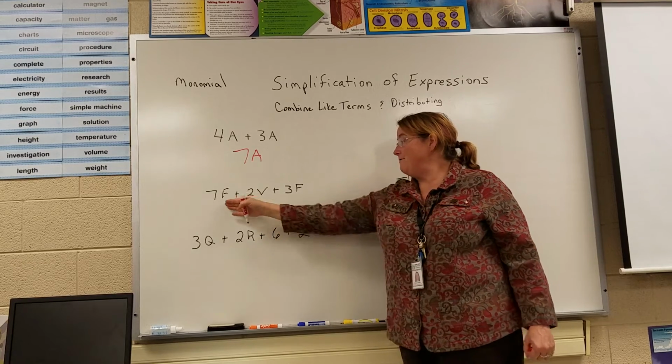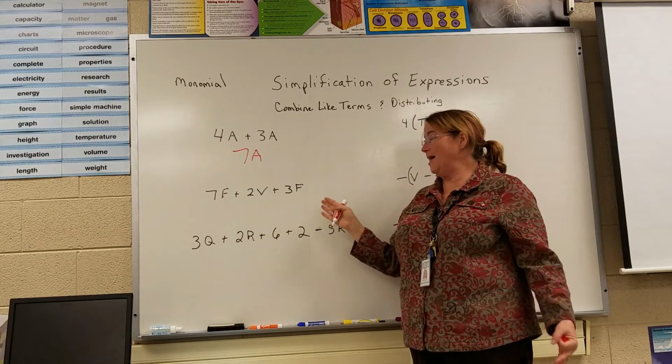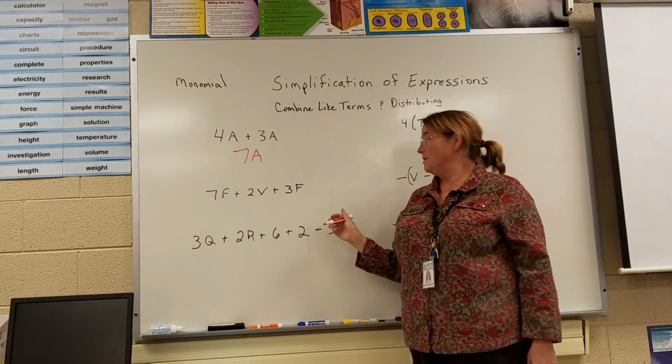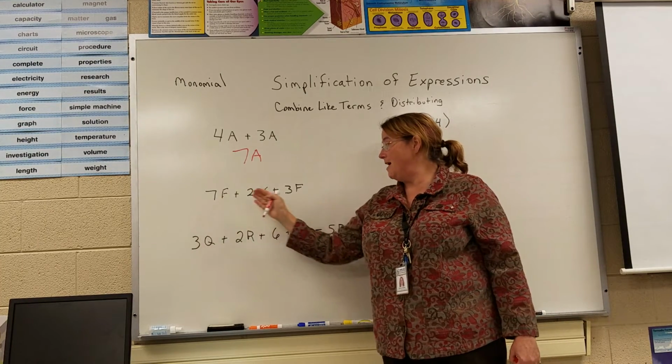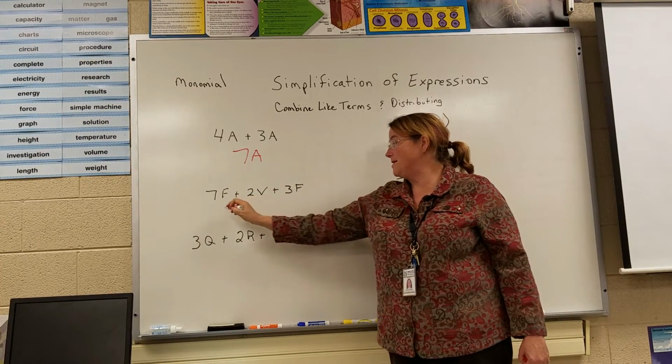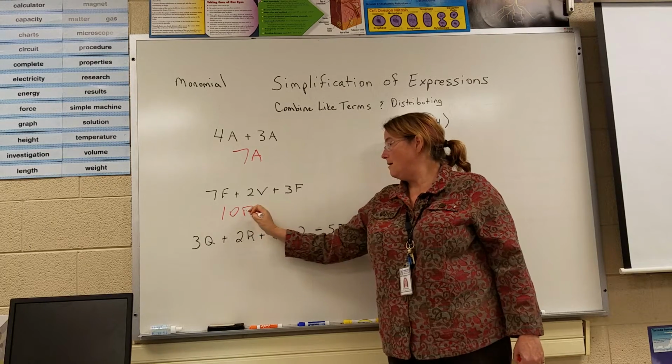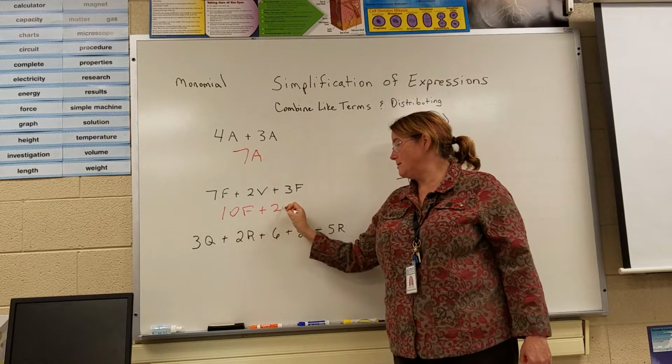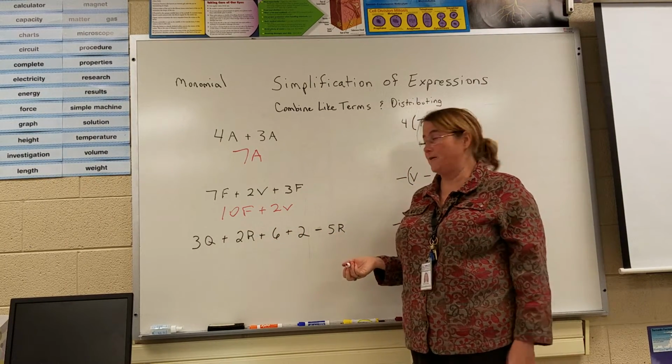Here we have F's, V's, and F's. We can't combine the V's with the F's, but we can say I have 7 F's and 3 F's. That's 10 F's, and I still have those 2 V's. So that would be that one simplified.